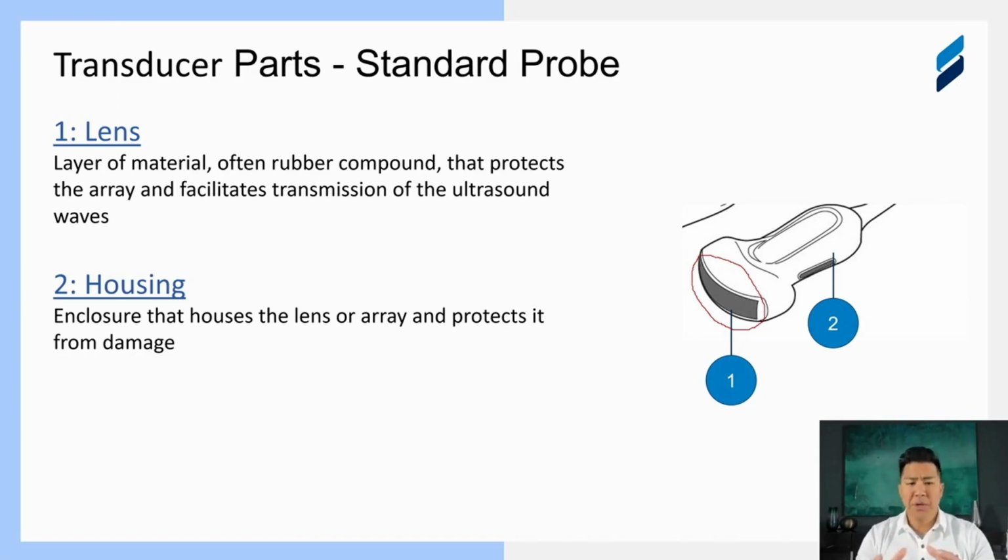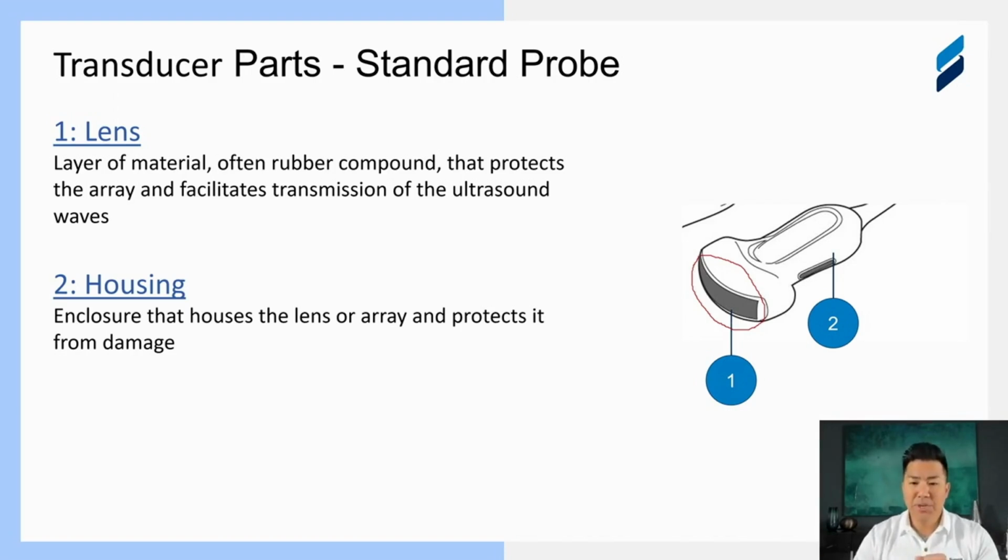So it's really critical to look at the lens when you're doing a PM, making sure there are no cuts, no nicks, and that it's properly sealed around the edges to protect the patient from perhaps some electrical shock. It's a really critical part as far as patient safety is concerned, really the most critical part, because it's the only piece that's touching the patient.